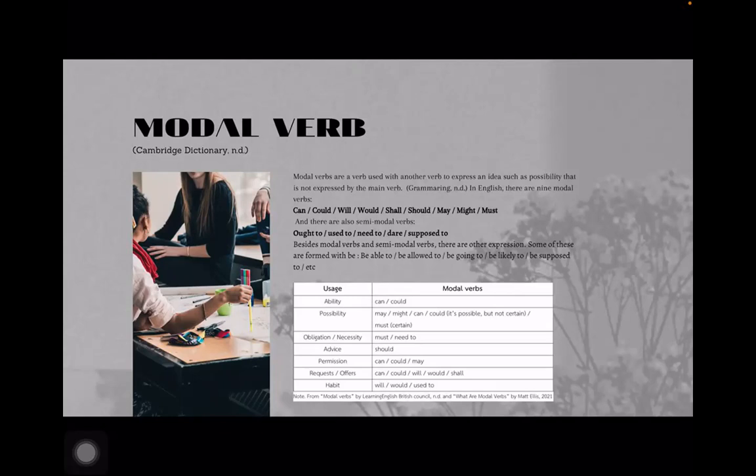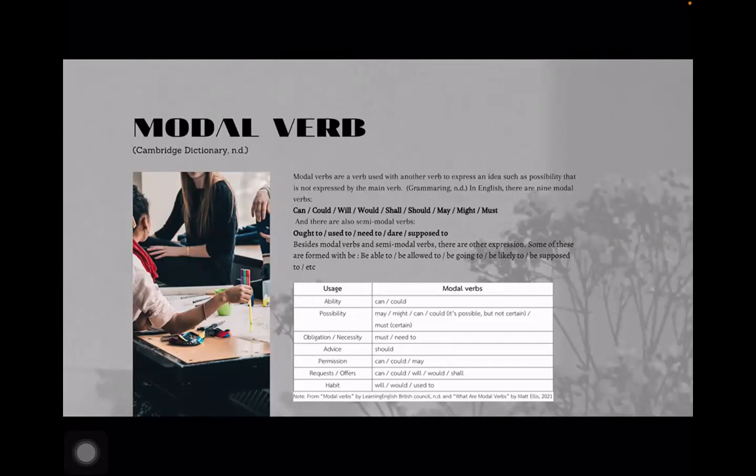And there are also semi-modal verbs, namely ought to, used to, need to, and dare. I think you may be wondering what semi-modal verbs are. Semi-modal verbs are verbs that behave similarly to modal verbs, but also share some characteristics with main verbs. Besides modal verbs and semi-modal verbs, there are other expressions that can express modal meanings. Some of these are formed with be, such as be able to, be allowed to, be about to, be bound to, be going to, be likely to, be supposed to.